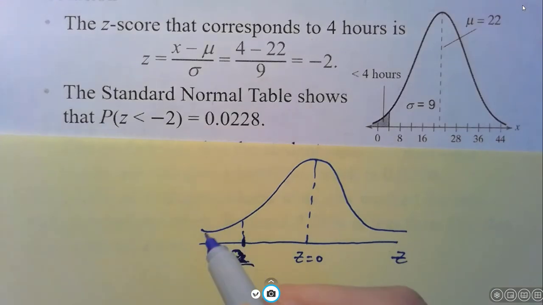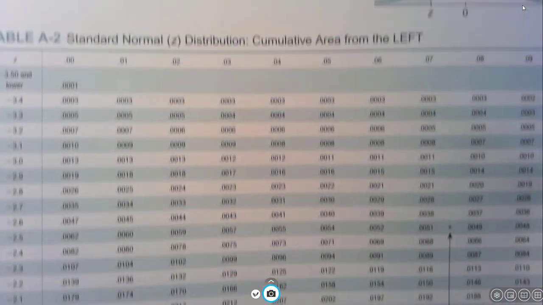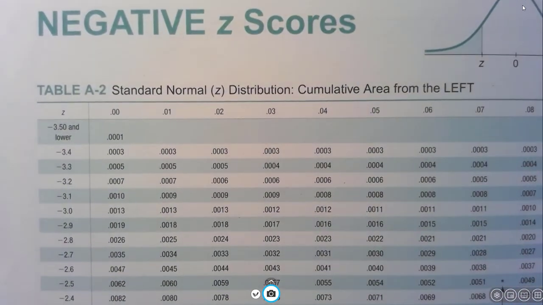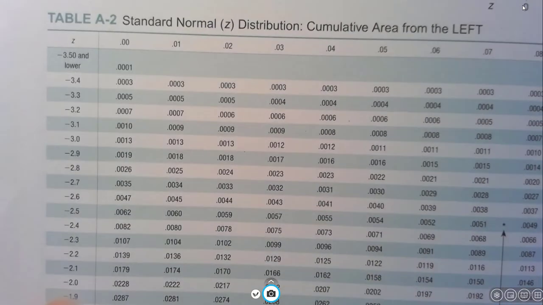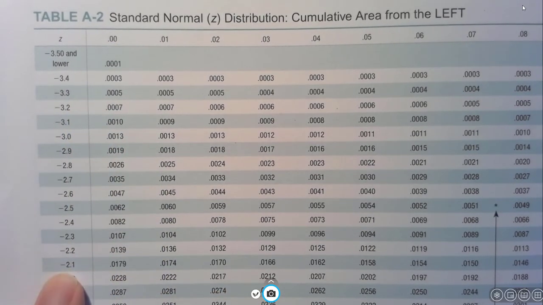So what is the portion below minus 2 on the z-scale? We can find that using the standard normal table, or you can use the TI-84. Let's use the table. This is the negative z-score of minus 2. We take out the standard normal distribution table, and we are looking for the exact value of minus 2. Minus 2 is right here, with the 0.00.